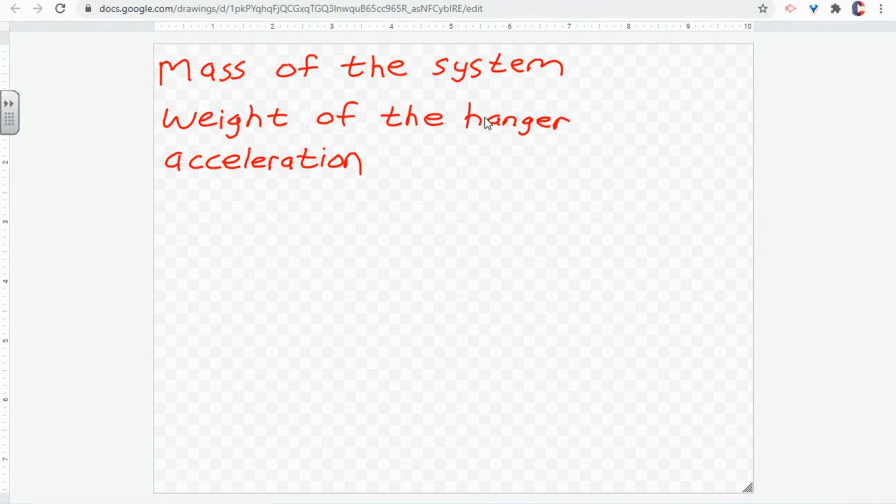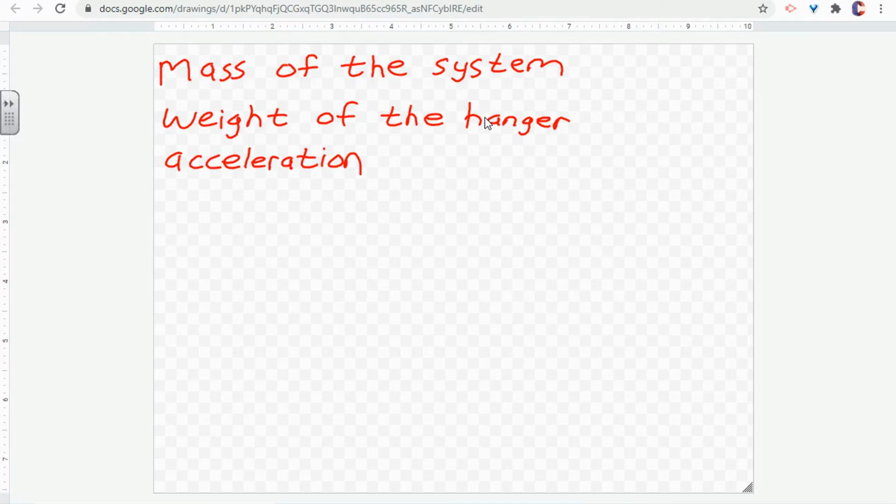We can change the mass of the system, we can change the weight of the hanger, and we can measure the acceleration or calculate the acceleration from the time of the free falling hanging mass. So what we're going to do in this video is change the mass of the system.